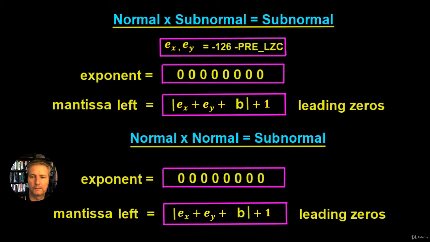Finally, we looked at normal times the normal, giving a subnormal, and the exponent values again we set were all 0, and the mantissa again is a left shift by this ex plus ey plus the bias, which is 127 plus the value of 1, and again we have to add in the leading zeros.